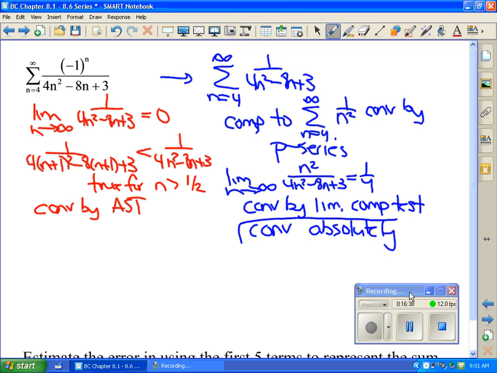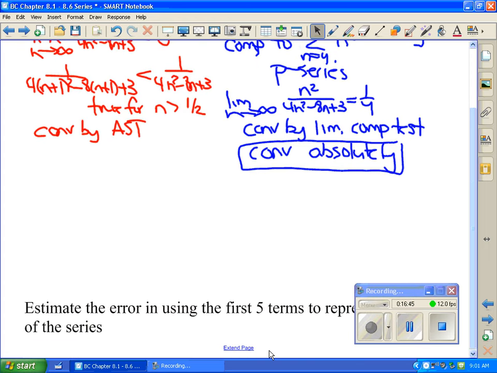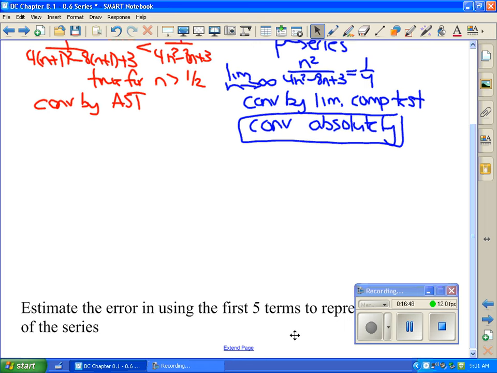The flip of that: if you take away the negative 1 to the n and it diverges, then it converges conditionally. Now, another way to do this, I wanted to go ahead and show, would be the following.